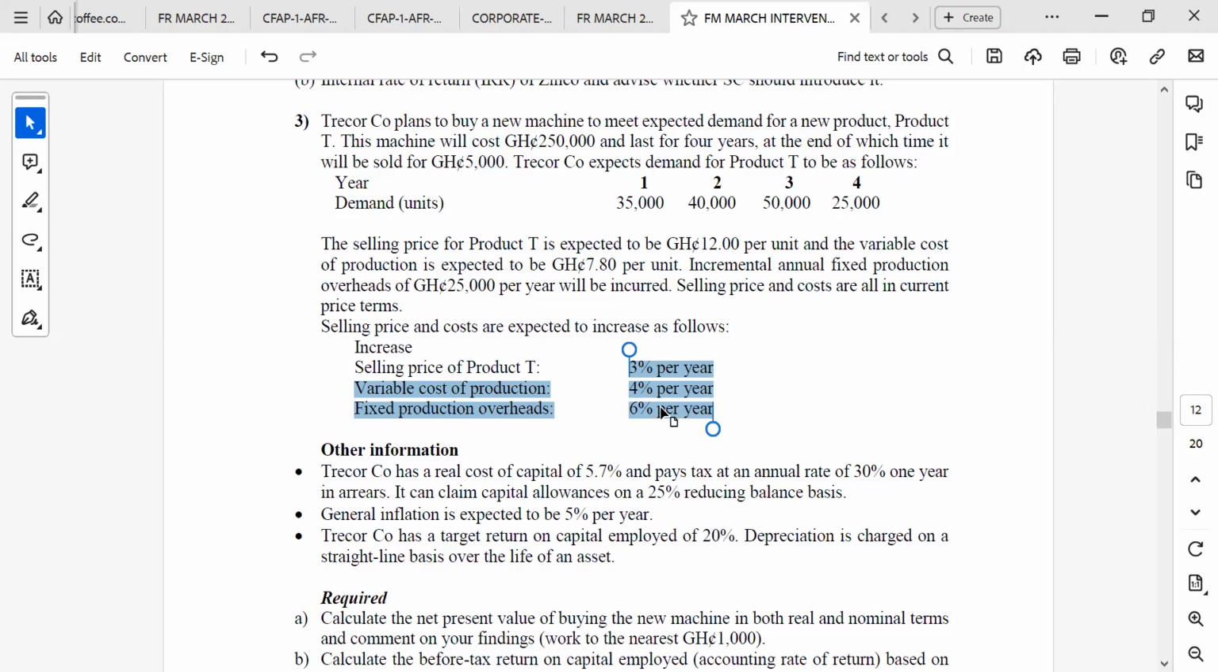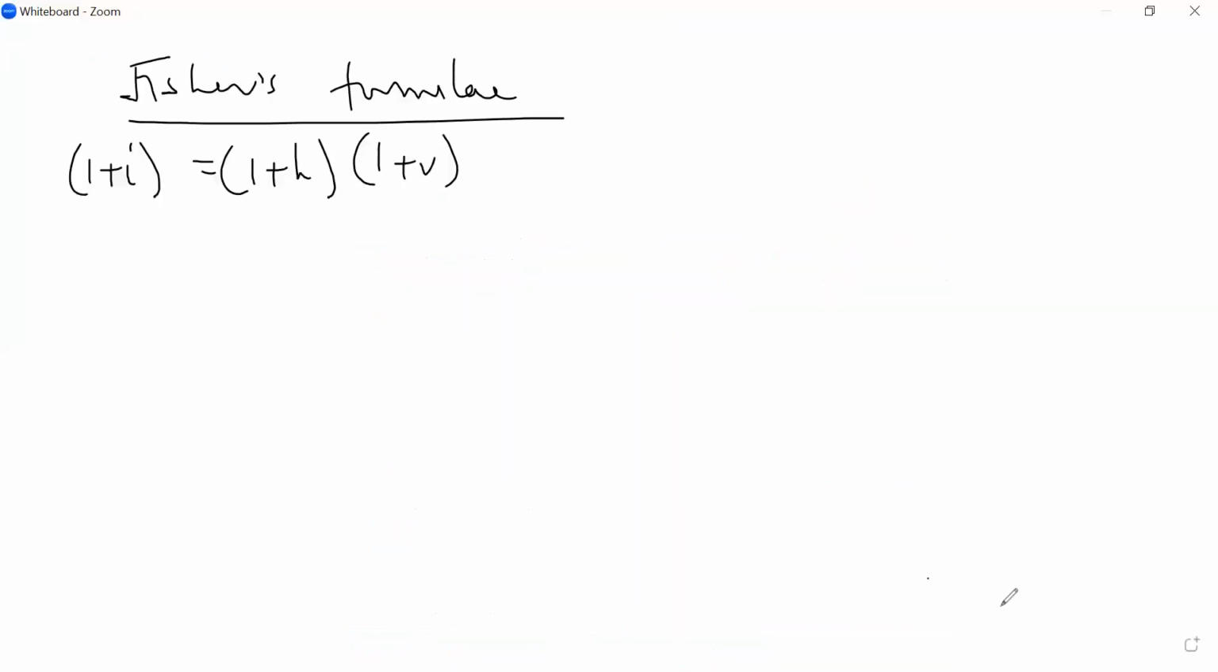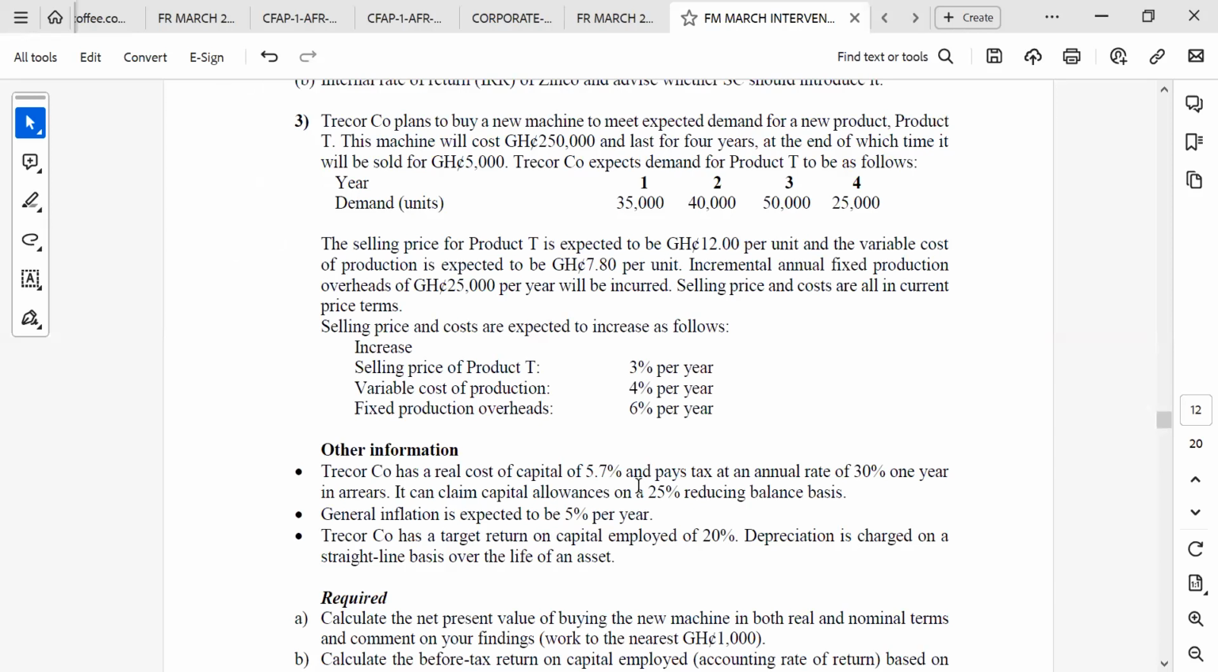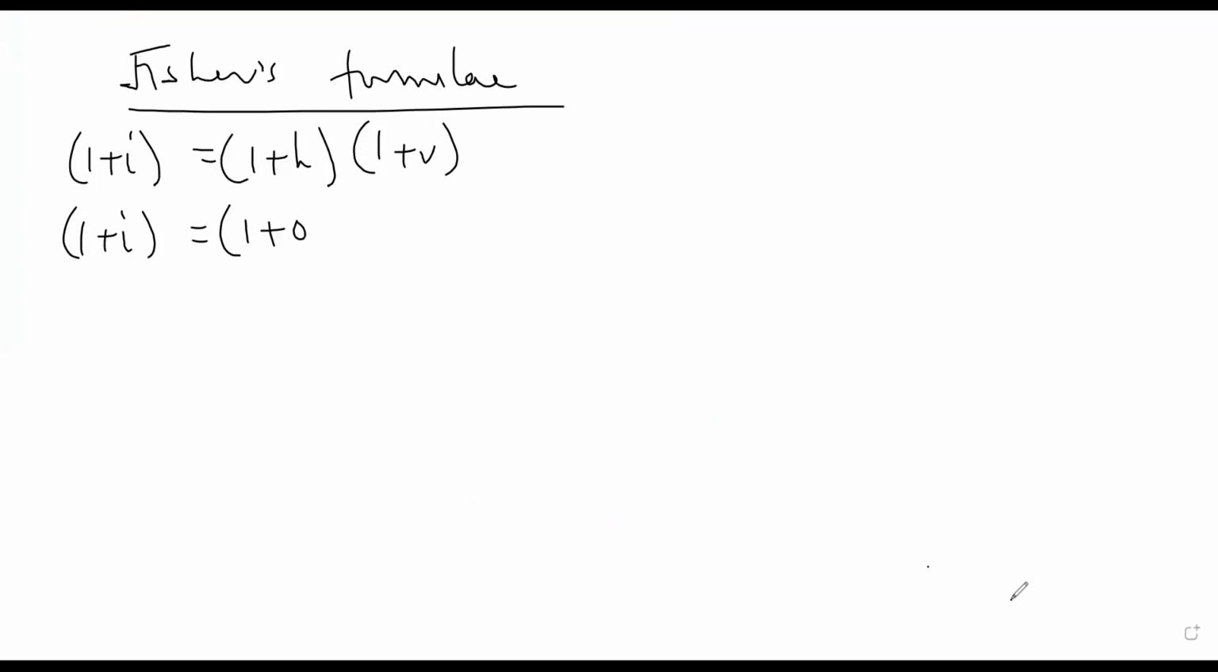So the question will give you the real cost of capital, which is 5.7%. Okay. So our real cost of capital is 5.7%. So we have 1 plus i is equal to 1 plus, then we bring the general inflation rate over there. Let's see what the general inflation is. The general inflation is expected to be 5%. So you put 0.05 here. Then you multiply by 1 plus 0.057.